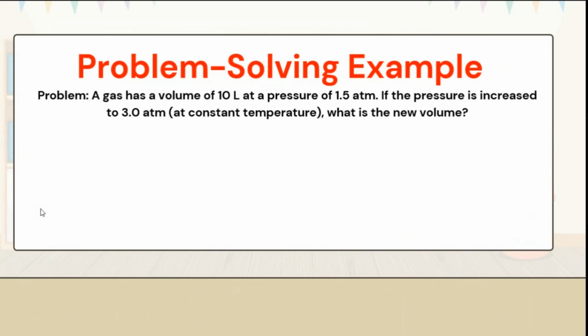Let's put this into practice with a quick problem. Imagine a gas having a volume of 10 liters at a pressure of 1.5 atm. If we increase the pressure to 3 atm, what is the new volume? In order to solve this problem, we'll be using Boyle's equation. Boyle's equation says P1V1 equals P2V2. If we rearrange this equation to find V2, we get P1V1 divided by P2 equals V2.